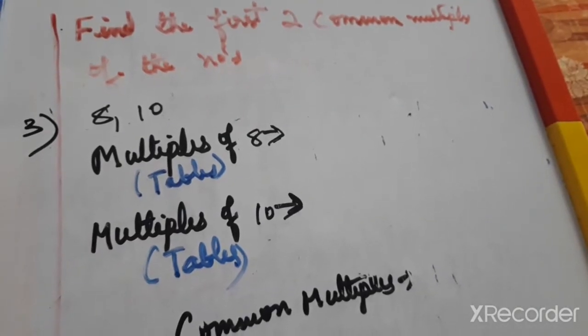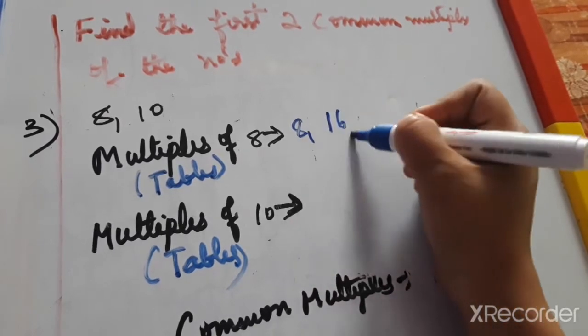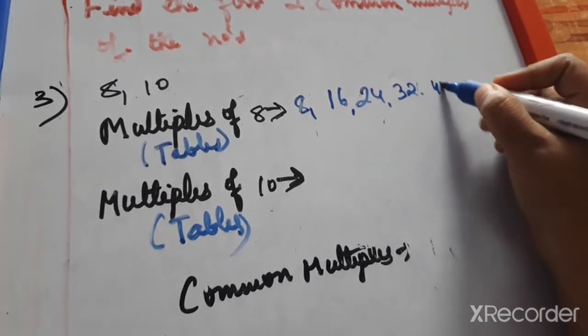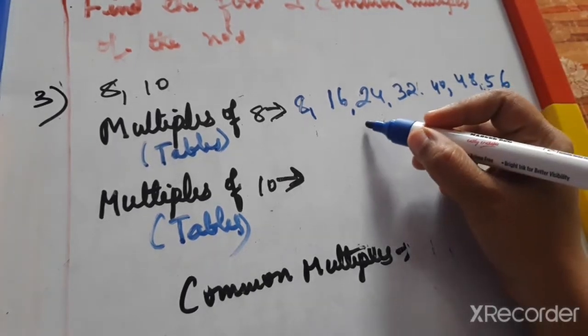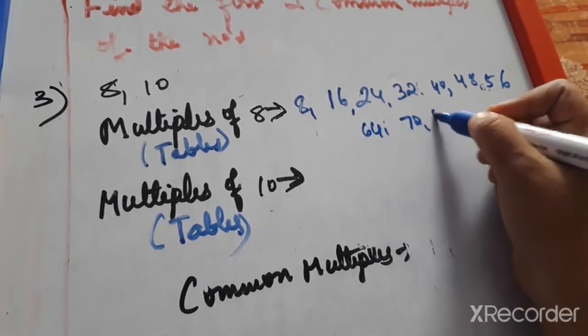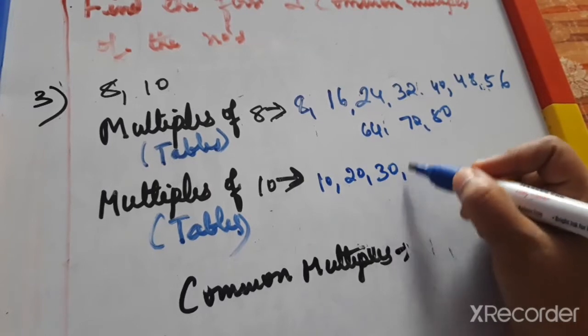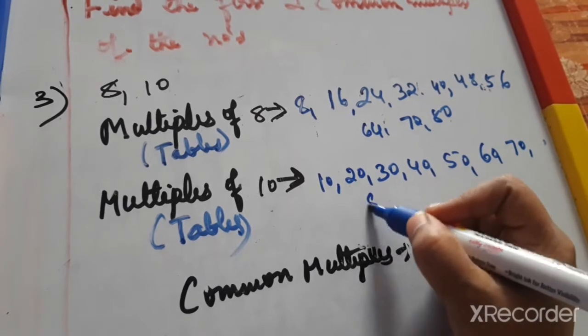Next, third one, common multiples. Any two common multiples we have to find. 8 and 10. Multiples of 8 we have to write, that means the table of 8. 8 ones are 8, 8 twos are 16, 8 threes are 24, then 32, 8 fives are 40, 48, 56, then 64, 72, 80. Here the table of 10: 10 ones are 10, 10 twos are 20, 30, 40, 50, 60, 70, 80.